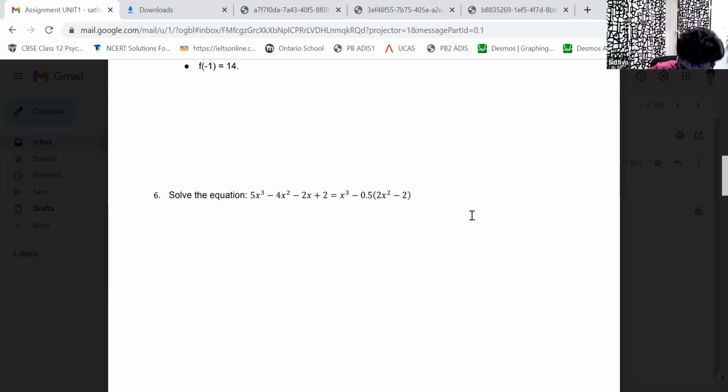For the right hand side, after multiplying, I got x cube minus x square plus 1. Yes, right. Now you take all of them to the left by changing their sign and then reduce the equation.